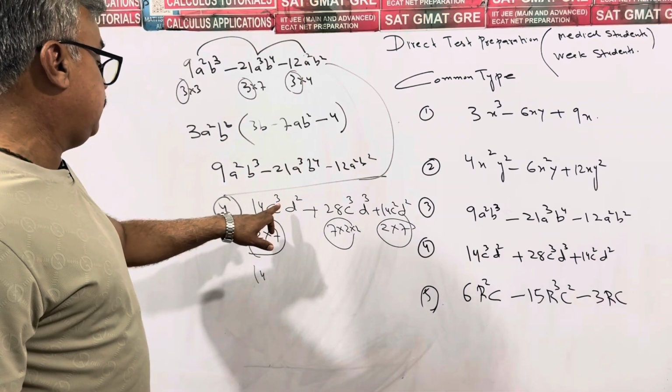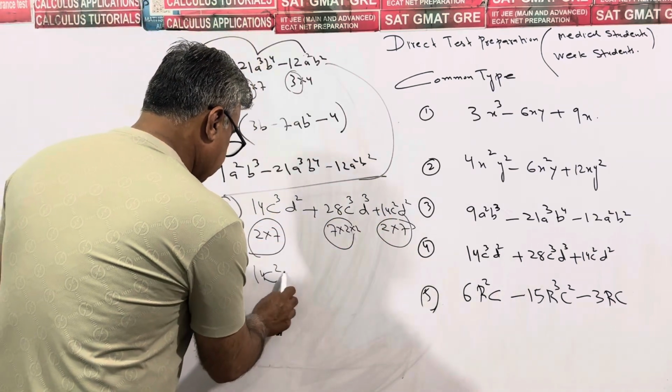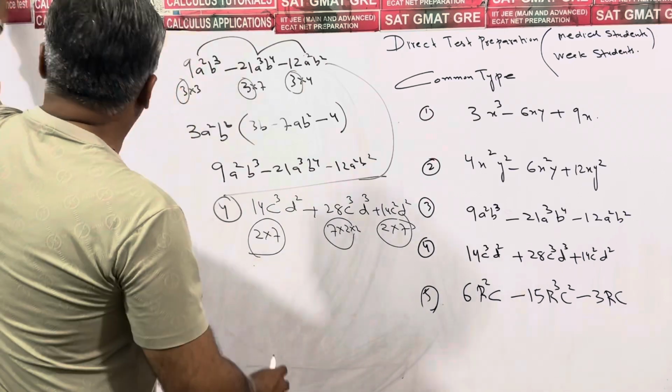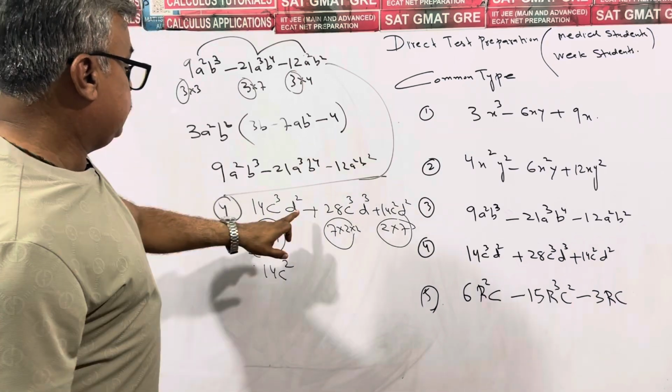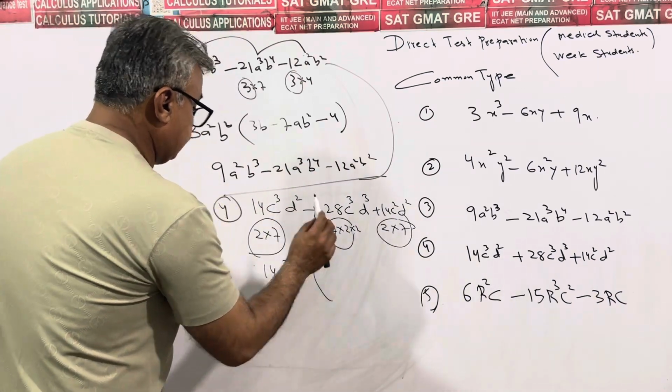What is minimum power of c? That is c cube, c square. So c square is common. 14. Minimum power is c square. What about d? There is d square, d cube, d square. 14 c square d square has been factored out.